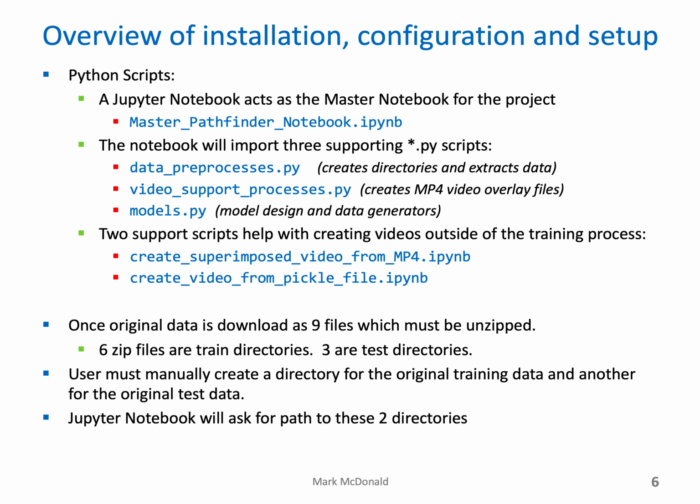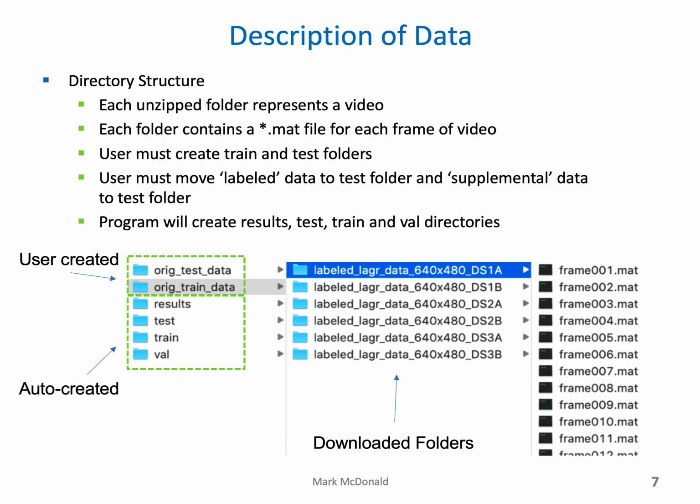The program relies on a Jupyter notebook called Master Pathfinder Notebook. It relies on 3 supporting scripts, one for data pre-processing, one for video support processing, and one for models. There are 2 additional support scripts used for creating special types of videos that I'll explain later. The user is going to be asked to create 2 directories to store the test and the training folders that are downloaded. The remaining directories will be auto-created by the program.